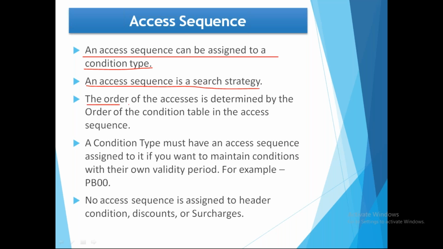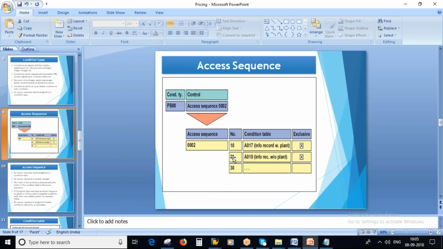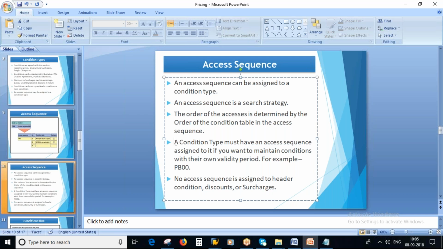The order of the accesses is determined by the order of the condition tables in the access sequence. That means the sequence in which you maintain them is determined by this access sequence. A condition type must have an access sequence assigned to it if you want to maintain conditions with their validity period, for example PB00.